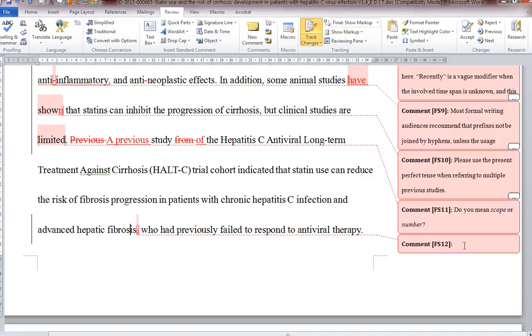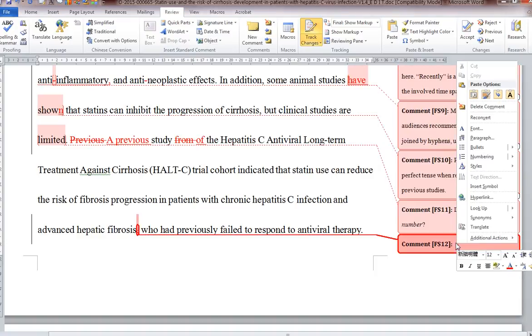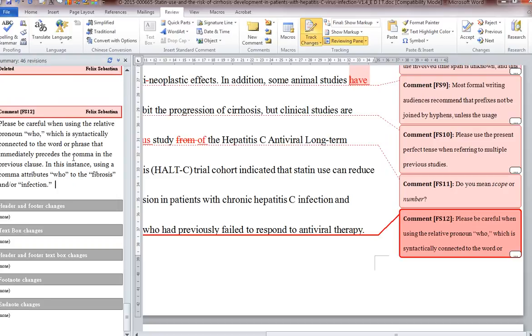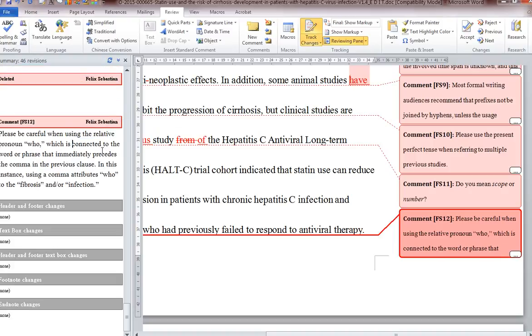Giving the author a bit much to read, but the revision process is critical. I do recommend that authors go through a revision process after using our services. It is his or her paper after all. Please be careful when using the relative pronoun who, which is syntactically connected to the word or phrase that immediately precedes the comma in the previous clause. In this instance, using a comma attributes who to the fibrosis and or infection. We don't want that. We want it to be attributed to the patients.